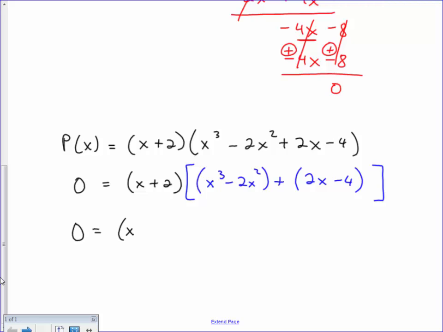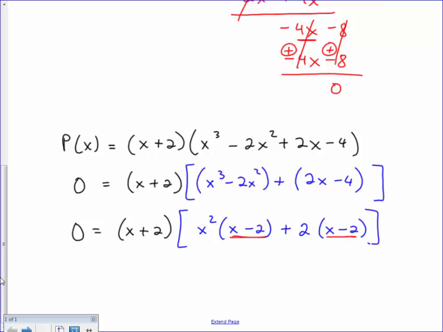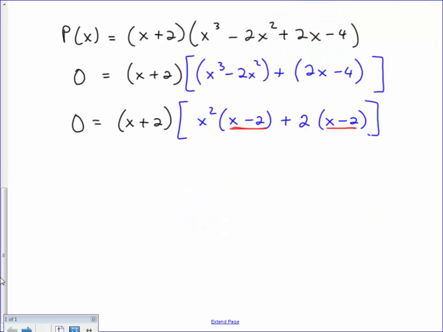From here, just copy down your x plus 2. Out of the first group, I can factor out an x squared. That would leave me with an x minus 2 when I'm done. Out of the second group, I can factor out a 2. That would leave me with an x minus 2. Your goal in factor by grouping is to make this term match that term. If they don't match, it means that factor by grouping would not work, or I've done something incorrect.